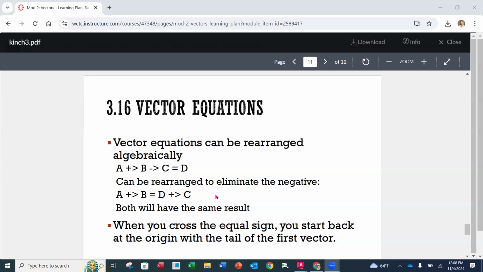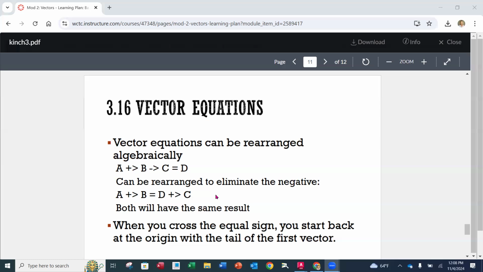Meaning, if I have two vectors where I need to find the magnitude, so the magnitude is unknown, I need to put one vector on one side of the equal sign and the other vector with the unknown quantity on the other side of the equal sign. If they're both on the same side, I'll get stuck. I won't be able to move. So I've got to separate them out.